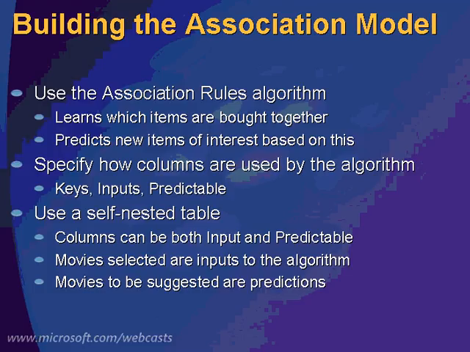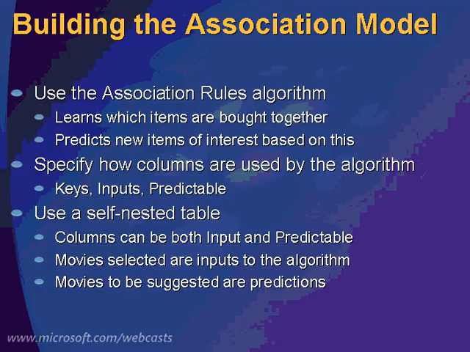I need to specify how the different columns are used by the algorithm. For example, I need to be able to say what are the keys in this case, and what are the inputs, and what are the predictable columns. And you'll remember that what I said was that input columns, in this case, are going to be the movies, but the predictable columns are also going to be movies. So you'll see how I construct that in the wizard in a moment.